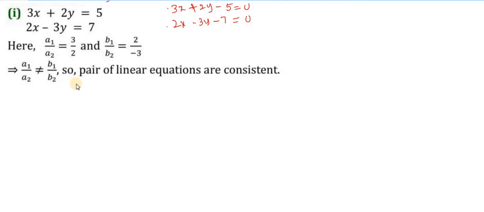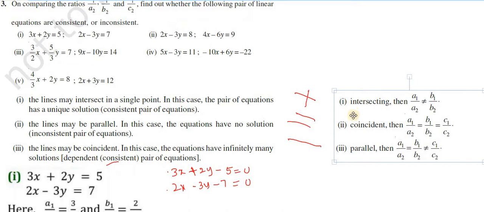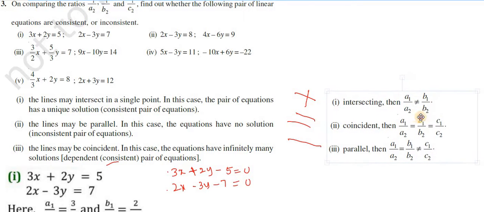So what type of lines will you get? You will get intersecting lines. If a1 by a2 is not equal to b1 by b2, you will get intersecting lines. I think you remember that I told you this method also. Just wait, I'll show you that. Just look into this. Here, the intersecting lines: when a1 by a2 is not equal to b1 by b2, the lines we obtain are intersecting lines.